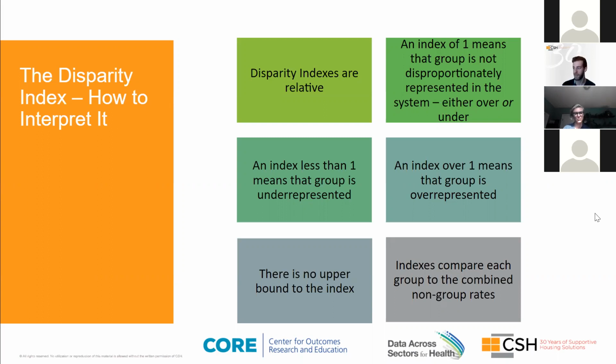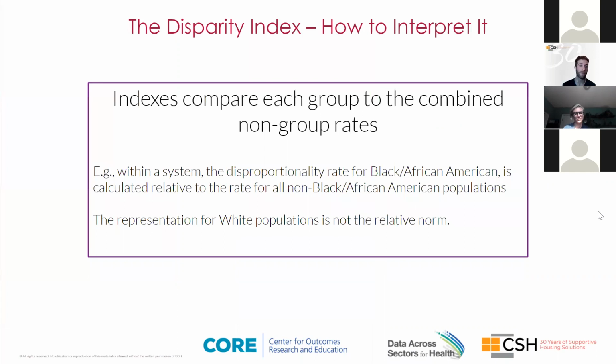And next slide. So by way of an example, within the justice system, the disparity index for a Black or African-American population is calculated relative to the rate for all non-Black, non-African-American populations. And this is, I think, a really interesting approach to doing this kind of math, because it doesn't use the white population's experience of that system as the relative norm against which we're comparing everything else.